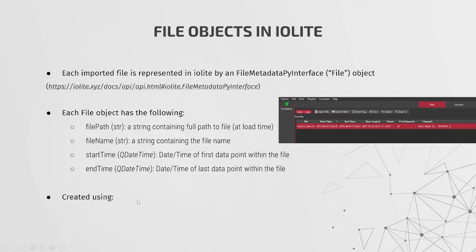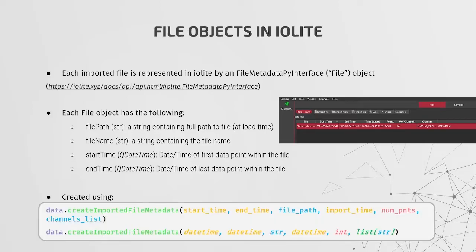Now we can create one of these objects using data.createImportedFileMetadata, and then we pass the start time, the end time, the file path, the import time, so when it was imported, the number of points that we loaded from the file, and the channel list. And just as a key for what each of these variables are, this one is a Python datetime. This is another Python datetime. This is a string, another Python datetime, an integer for the number of points, and this channel list is the list of strings, that is the names of our channels.